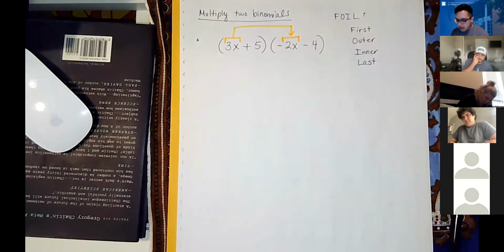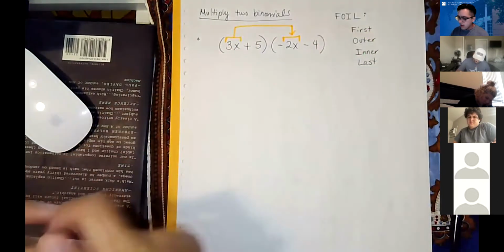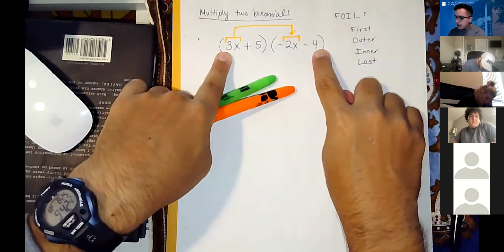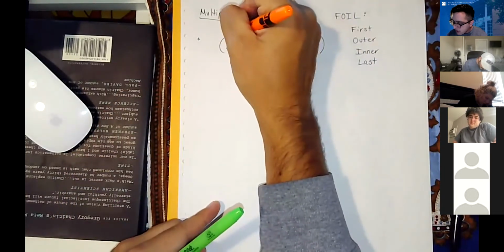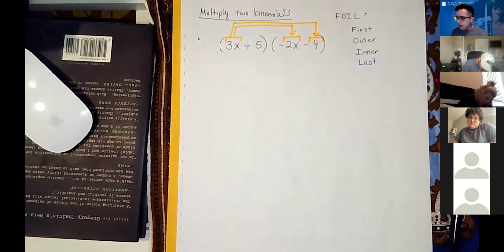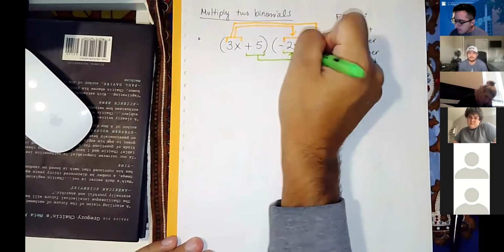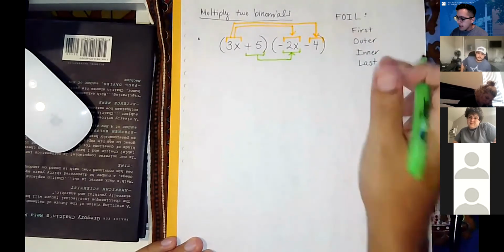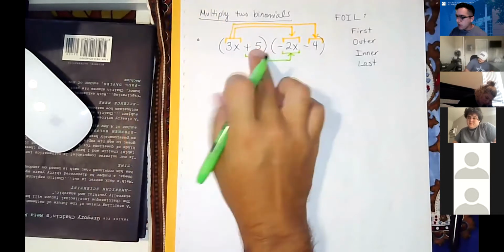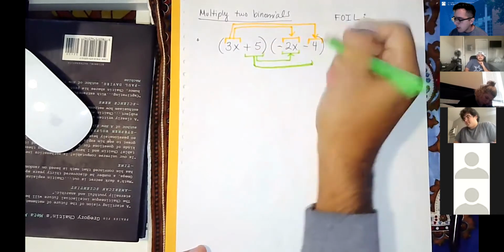Then I would multiply the outer terms, which are the two terms on the outside. So if these two terms are on the outside, then I would take this term again, the 3x, and multiply it by this outer term over here, which is the negative 4. I'd get that result, write it down, and then I would do the inner terms, which are these two terms. Multiply those together. And then I would multiply the two last terms. So if this is our first polynomial, this is the last term. And if this is the second polynomial, that's the last term. So it's going to be the 5 times the negative 4.